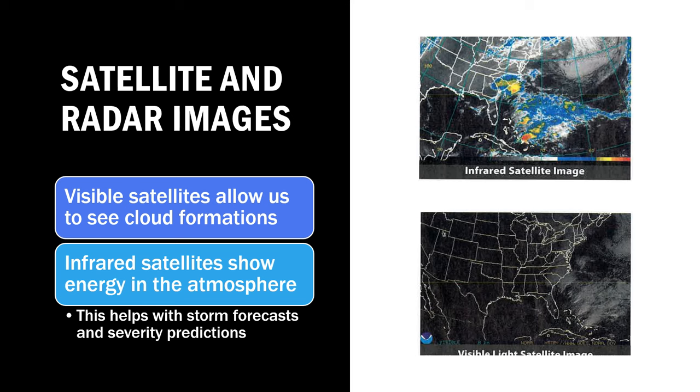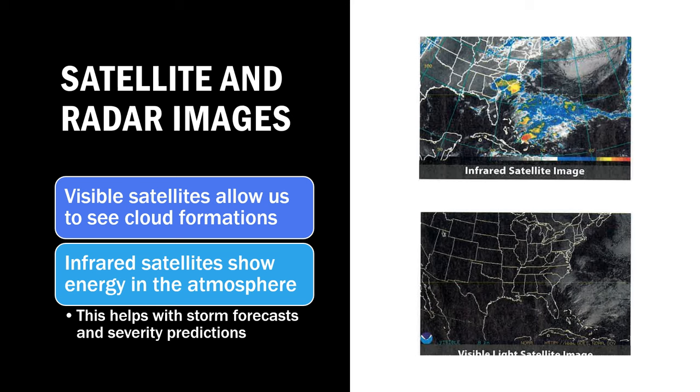Now, we collect data and we report it in ways that are easy-ish for the general public to look at and understand. So we use things like satellite and radar imaging, which is also an advancement in technology that helps us collect all this weather data so much easier. Visible satellites show where cloud formation is, which is the bottom picture. So you can see that there's clouds over to the east, versus the infrared satellite, which shows you the amount of energy in the atmosphere. And typically where there's energy in the atmosphere, there's some sort of weather occurring, typically storms.